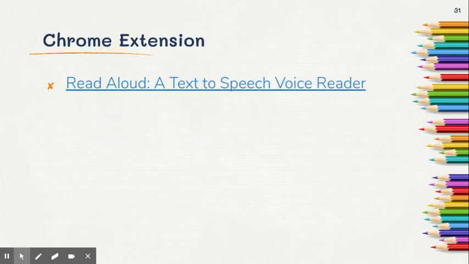Chrome extension. There's a Chrome extension called Read Aloud. You don't necessarily have to have this because there are other ways to have your computer read to you. But this is one extension that I was told by one of our colleagues is very beneficial, because it just takes the information on the screen and reads it aloud to them.